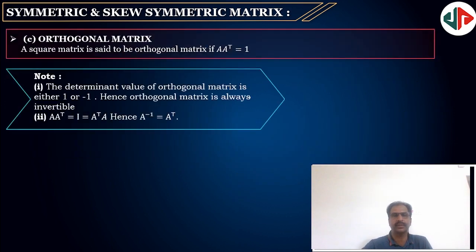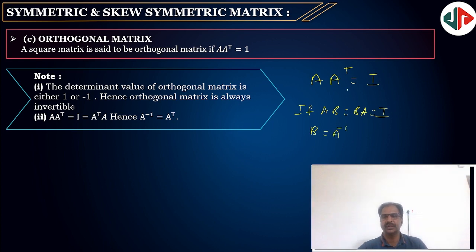Next, orthogonal matrix. A square matrix A is said to be orthogonal if A into A transpose is equal to a unit matrix. And we know that if AB is equal to BA is equal to I, then B is said to be the inverse of A. Similarly, if A into A transpose is I, A transpose is said to be the inverse of A.